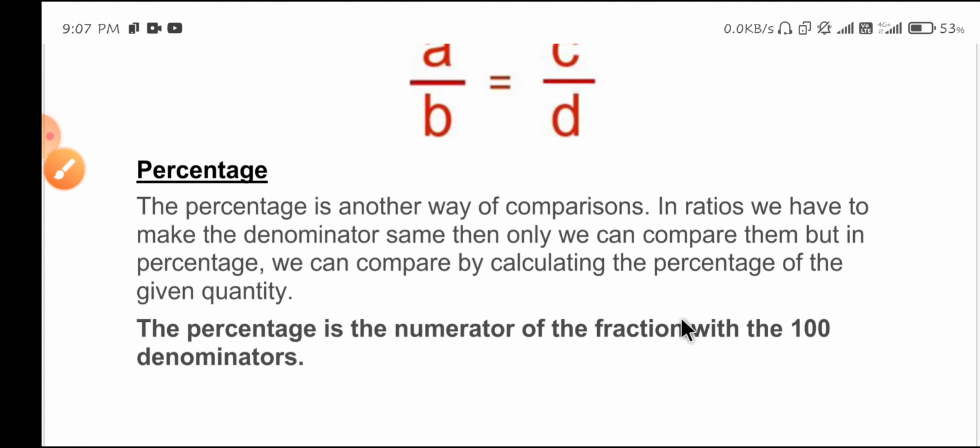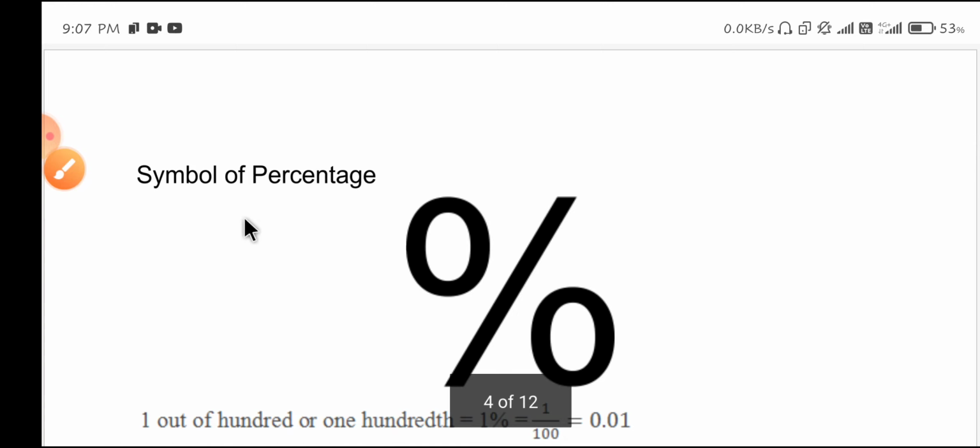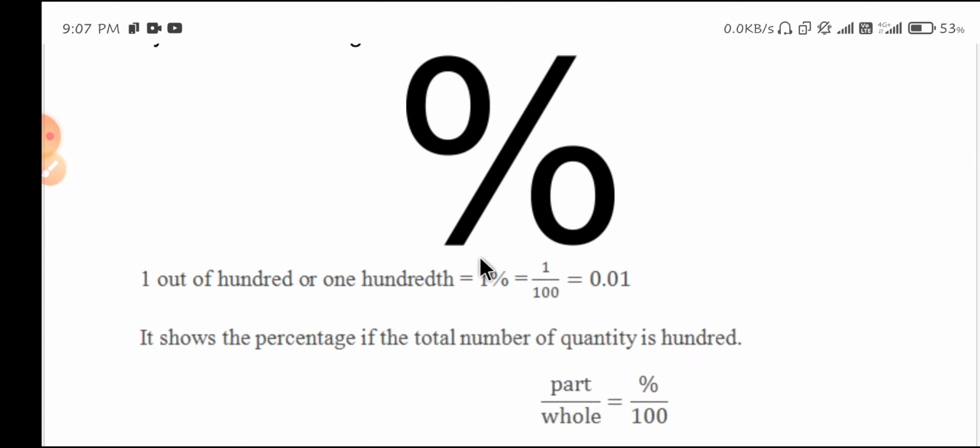Let us see this line. And what is the symbol of percentage? This is the symbol of percentage. 1 out of 100th or 100th. 100th means here th is written. It means in the numerator and the denominator we have to write 100. So 100th means 1% is equal to 1 upon 100.